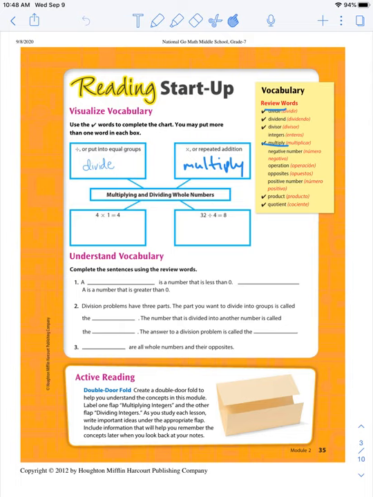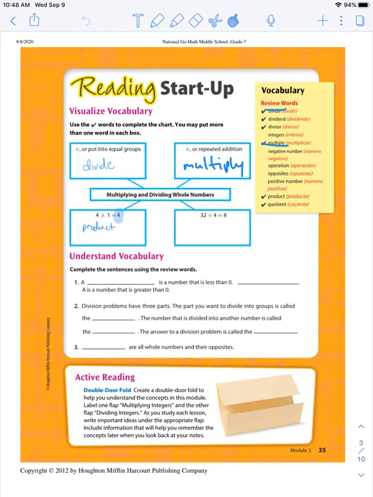So if we look at this multiplication fact, 4 times 1 equals 4. The product is the answer, 4. And both of the numbers I multiply are factors. That is not a word in the word bank, so we're not going to worry about that. But remember, factors make products. An easy way to remember this is factories make products.